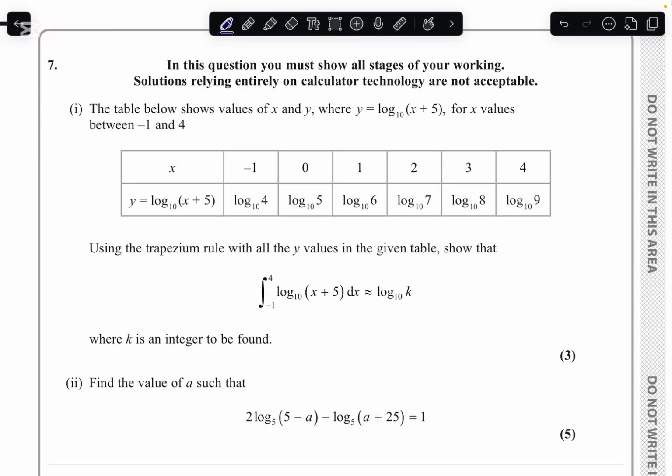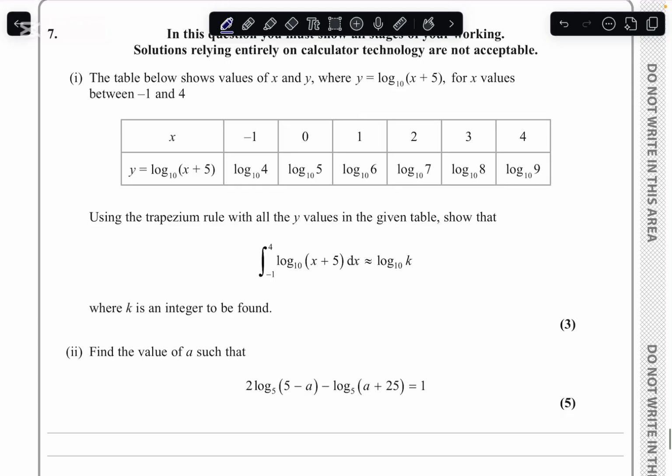In question 7, we are given a table that shows the values of x and y, where y is equal to the log base 10 of x plus 5 for x values between -1 and 4. And using the trapezium rule, with all the values of y in the given table, we need to show that the integration of log base 10 x plus 5 is equal to log base 10 k, and we need to find the integer of k.